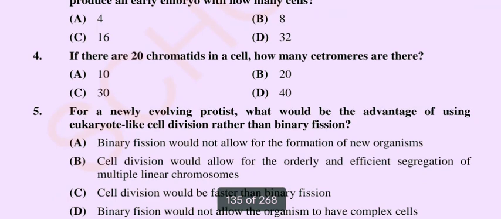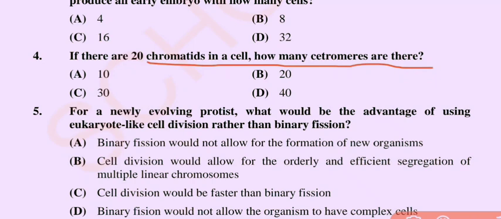Question number 4. If there are 20 chromatids in a cell, how many centromeres are there? Option A 10, option B 20, option C 30, option D 40. So the correct option is option A, 10.